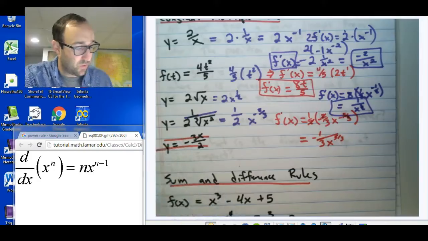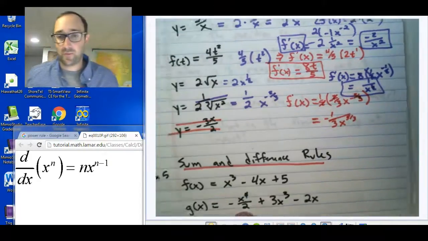Let's skip this one, we don't really need to do it, and we're going to move on to sum and difference rules.